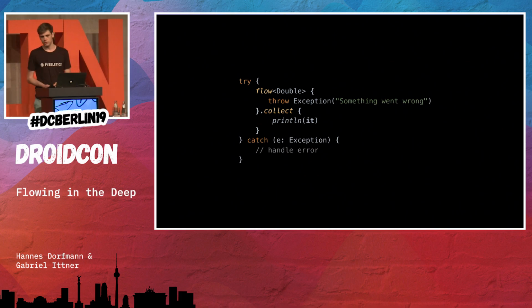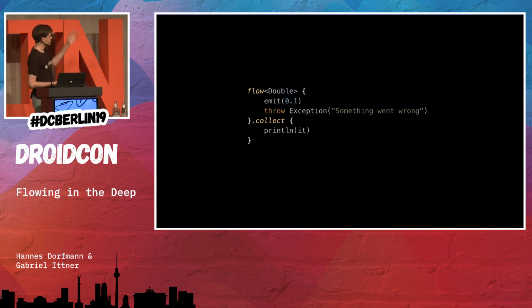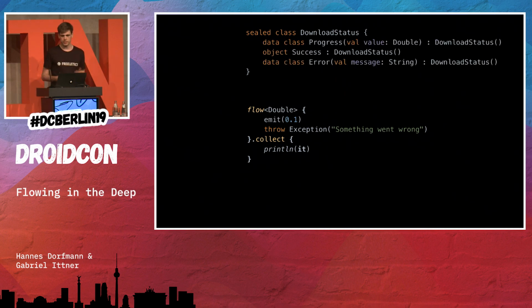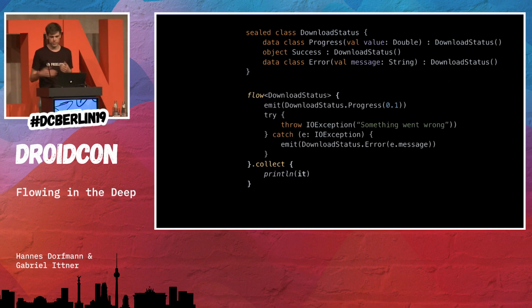In general, though, we would recommend to not do this and just make errors part of your stream. So if we have an example similar to the donut example, it emits some progress and then throws an error for some reason. We would model it something like this. You would create a sealed class, DonutStatus. Then it would have subclasses for progress, success, and error. Inside your flow, you would first emit the progress. And when the exception happens, you would catch it inside and then emit the error. Then in collect, you handle errors like you would handle regular progress or success updates.